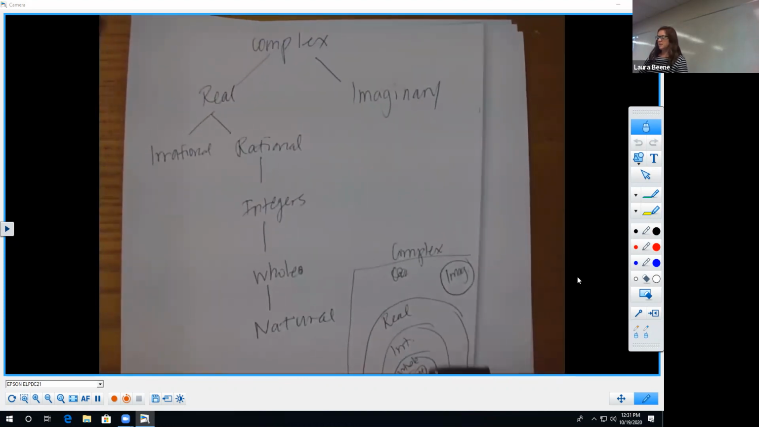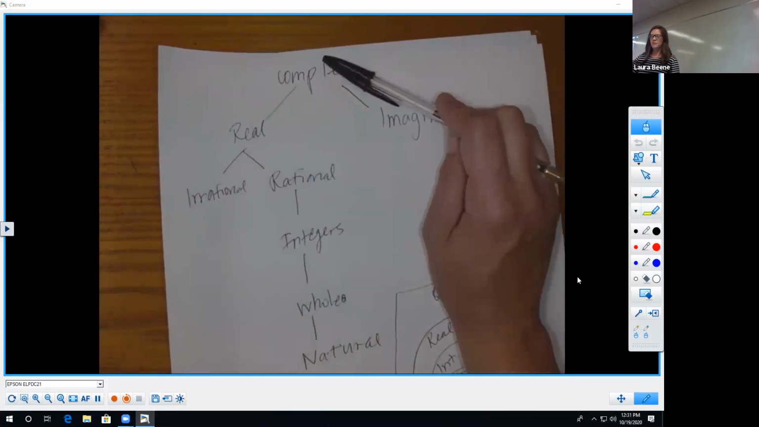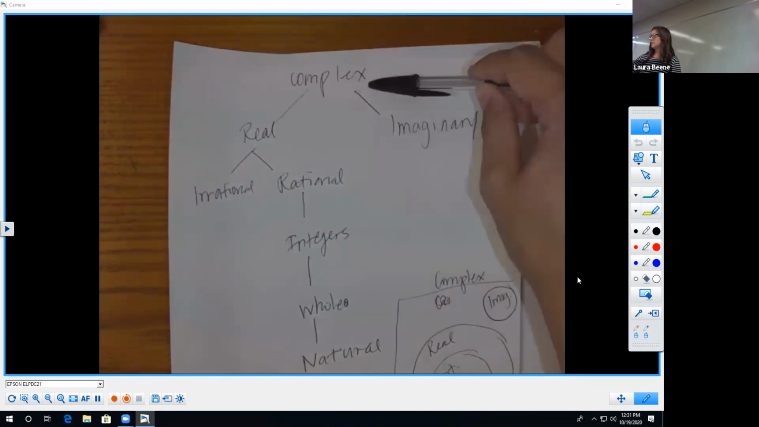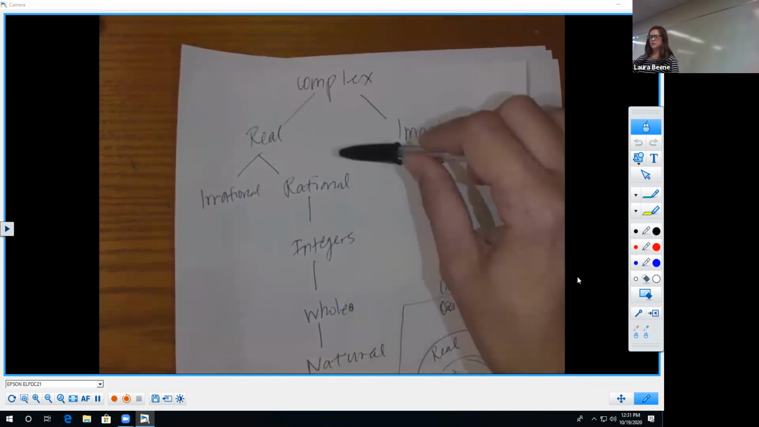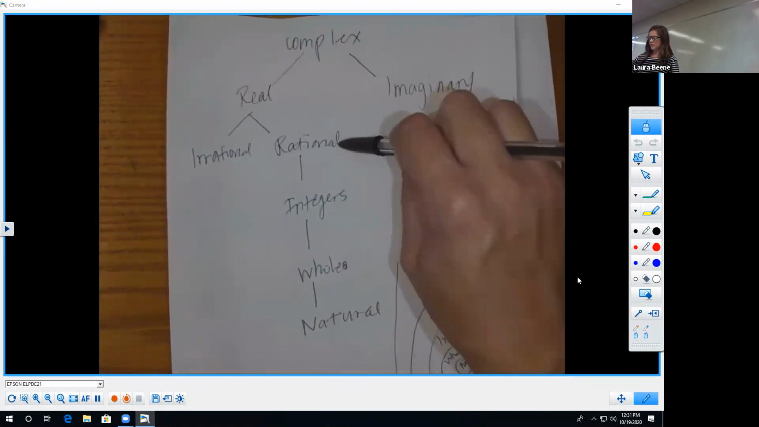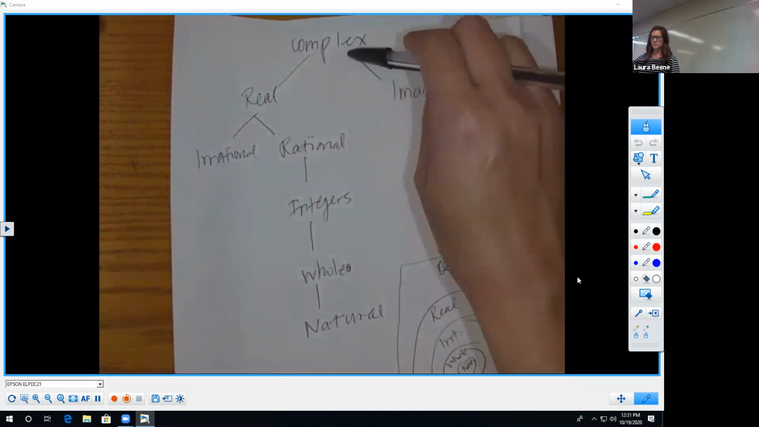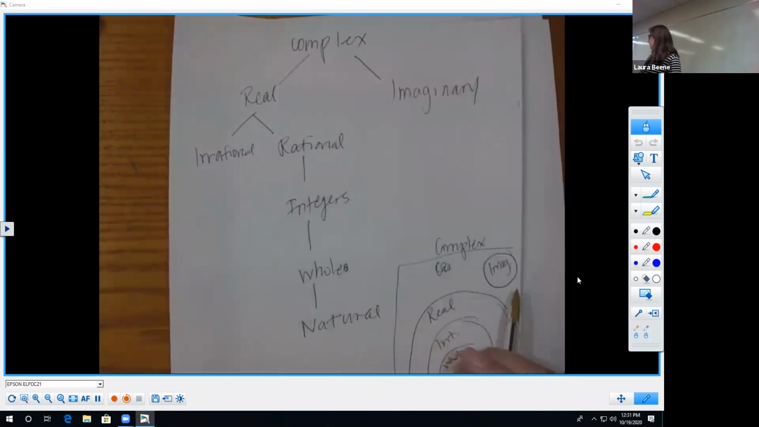Okay, so if you have something that is an irrational number, it is also real, it is also complex. If you have something that is an imaginary number, it is also a complex number. Like it's every name above it. If you have something that is rational, it's also real, it's also complex. If you have an integer, it's also rational, real, and complex. If you have a whole number, it's also integer, rational, real, complex. So you follow up the list for all of them.